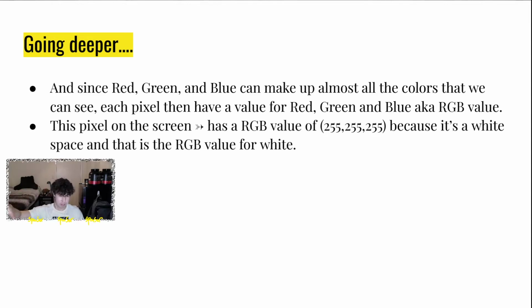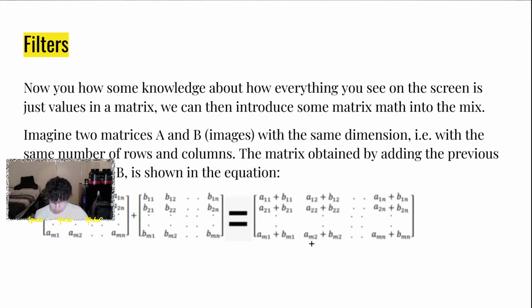There's 255 for red, 255 for green, and 255 for blue, because it is a white space, and that is the RGB value for white. So all of these pixels here have the RGB value 255, 255, 255. All the values in this matrix are the same as this. Okay, so now you know how everything you see on the screen is just values in a matrix.